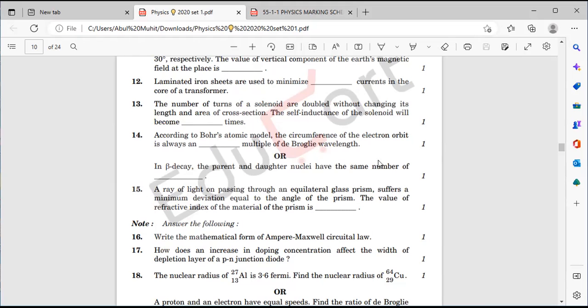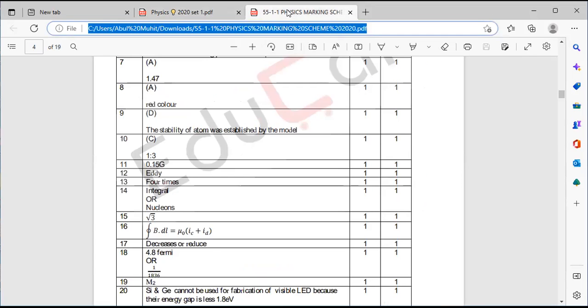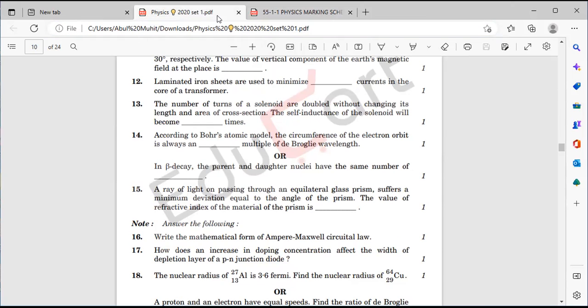When do we get this value? How can we compare this? How much did he give as the answer? Root 3. So the refractive index we have, right? Did he give the angle of prism? He has given an equilateral glass prism, 60 degrees. Sine 60 divided by sine 30.